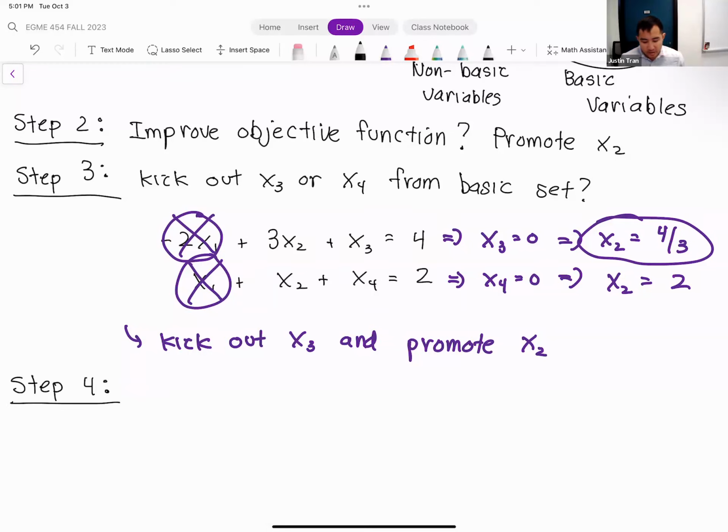Okay. So now that we know our plan of action here, let's go ahead and implement it. Okay. So step four is to pivot our equations around x2. Remember, the objective of pivoting is to eliminate it from the other equations.